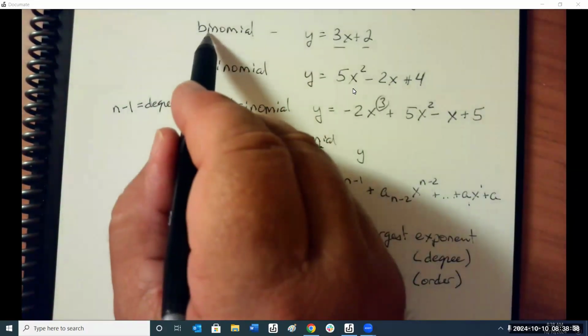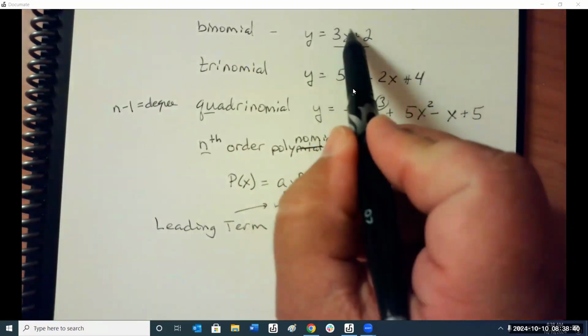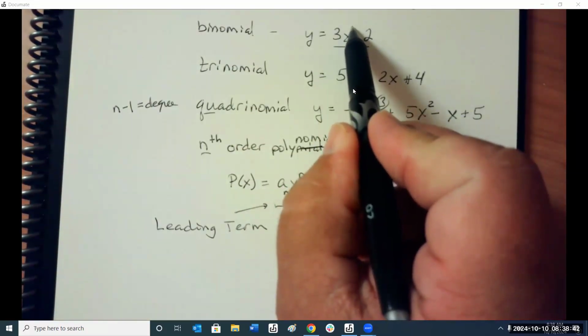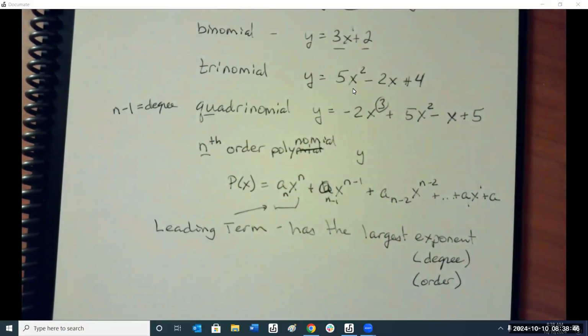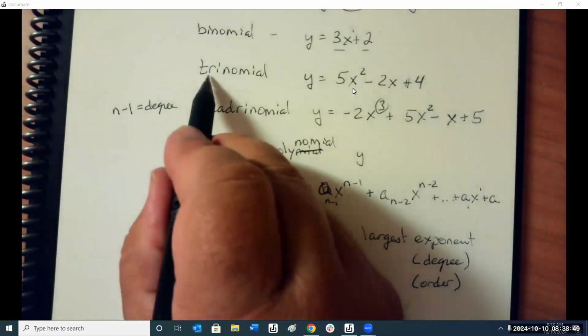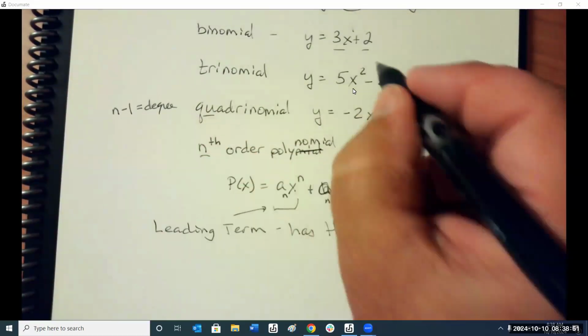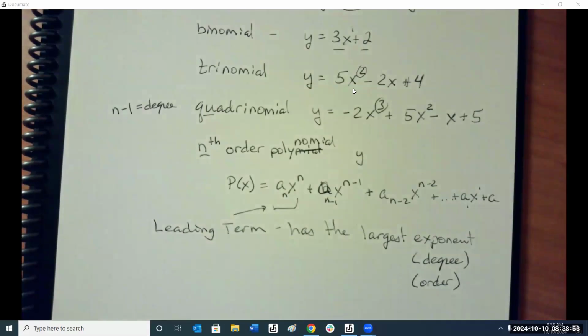Binomial, bi means 2. The degree is 2 minus 1, which is 1. It's a linear equation. Trinomial, tri is 3. 3 minus 1 is 2. The largest exponent is 2. And so on and so forth.